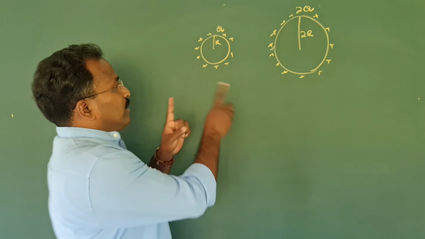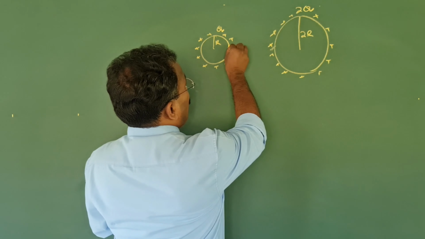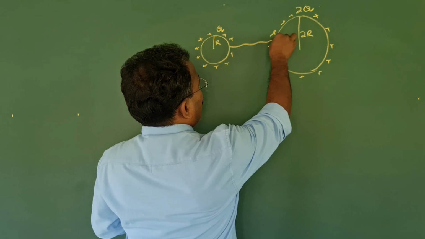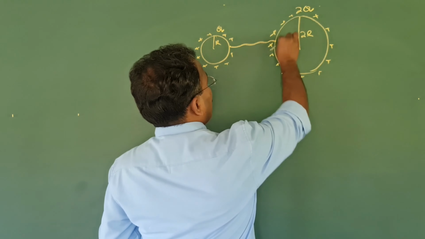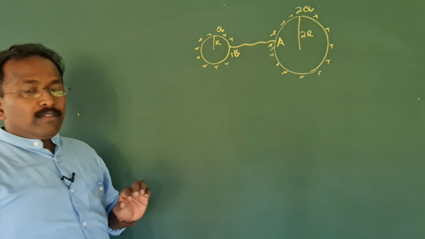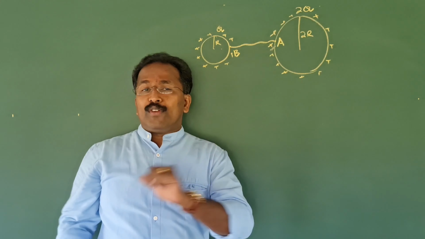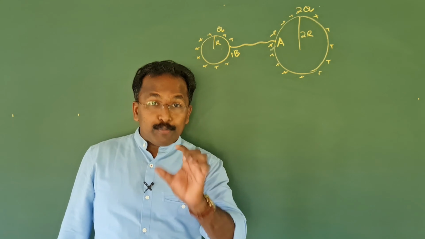You are connecting these two spheres or these two shells with a copper wire. Okay, these two are connected. Say the connection point here it is A and here I am calling it as B. Will there be any charge flow? This is the question. This is a very interesting question, a conceptual question.